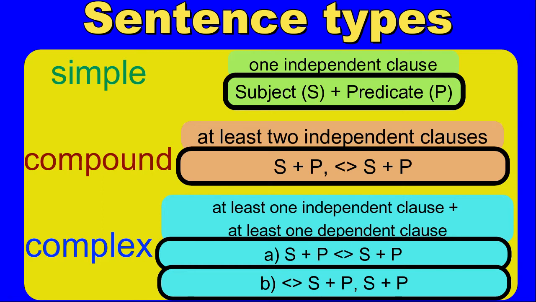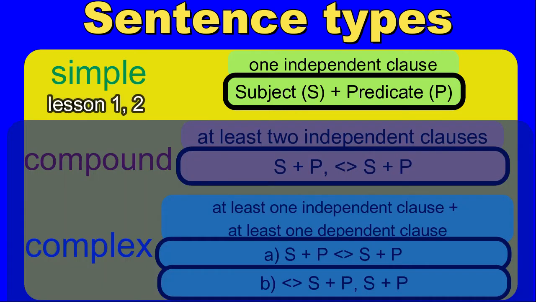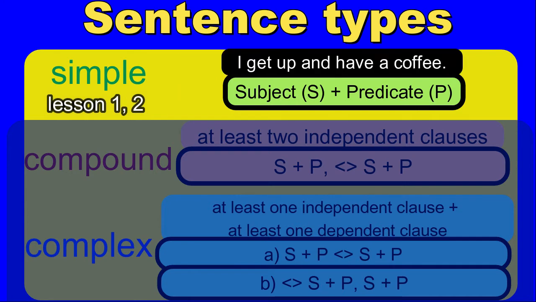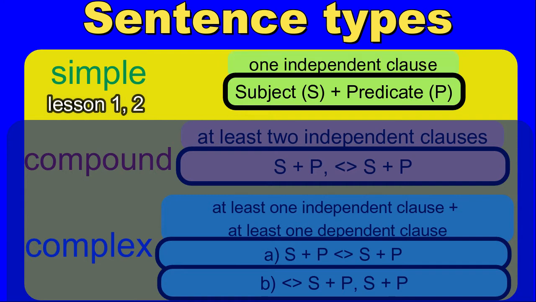So here is an overview of the different sentence types that we look at in this course. You can see simple, compound, and complex. It's very important you understand the different structures. Simple sentences we looked at in lesson 1 and lesson 2. You can see it has one independent clause, so just a subject and a predicate. If you forget about simple sentences, I recommend you look at lesson 1 and lesson 2 again.